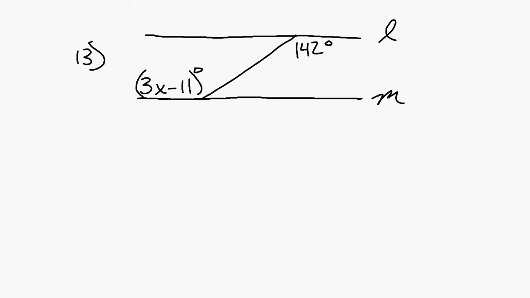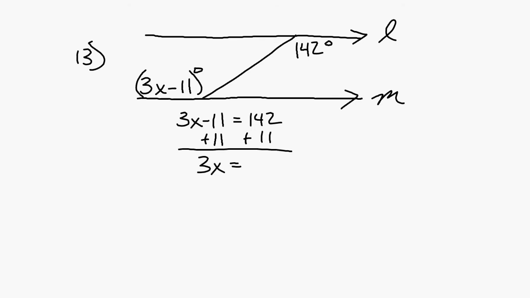In order for L to be parallel to M, alternate interior angles must be congruent. When two lines are parallel, their alternate interior angles are congruent. So you take 3x minus 11 and make it equal to 142. And you can add 11, and 142 plus 11 is 153. Divide by 3. 3 into 153 is 51. Very good.